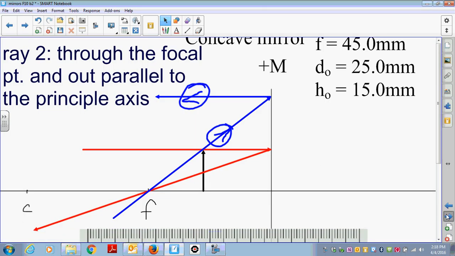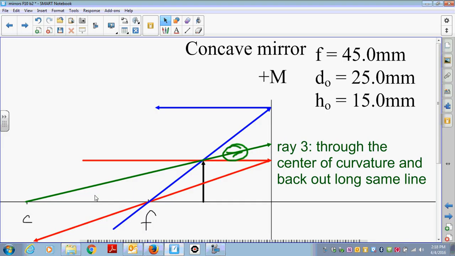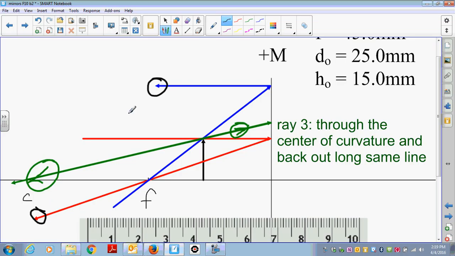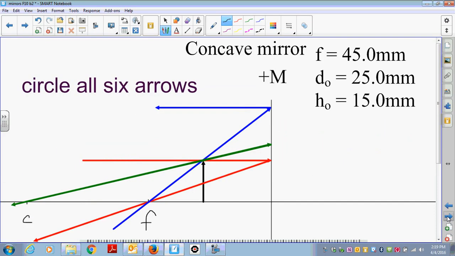Okay. The last ray that I'm going to draw goes through the center of curvature and comes right back out again. So there, you just put arrows on both ends. Now, let's look at the 3 rays that are coming out. So we have this one here, and we have this one here. Notice that none of these 3 rays appear to converge.